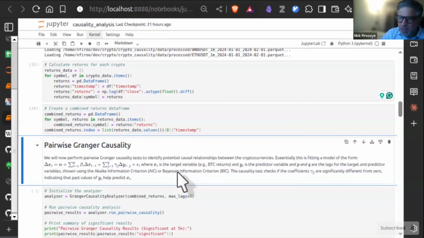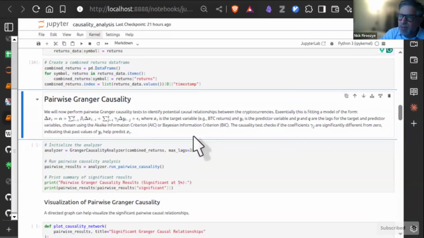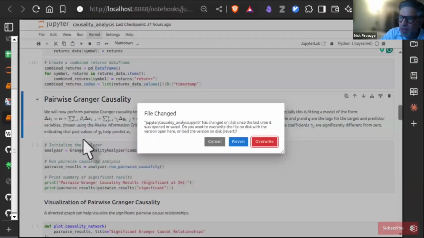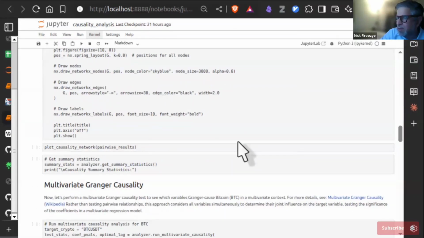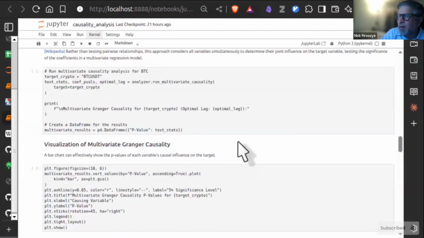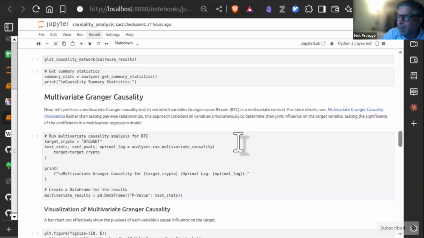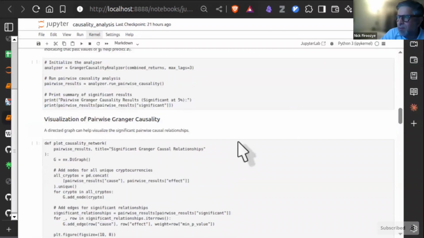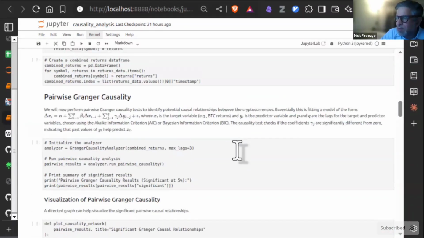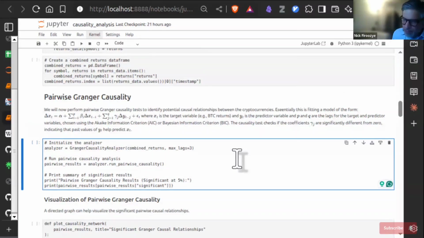Okay, so our first test is to look at pairwise Granger causality. Pairwise identifies the potential causal relationships between the cryptos, fitting a model of this form. I'm not going to have to go through this because I think everything's still been loaded.